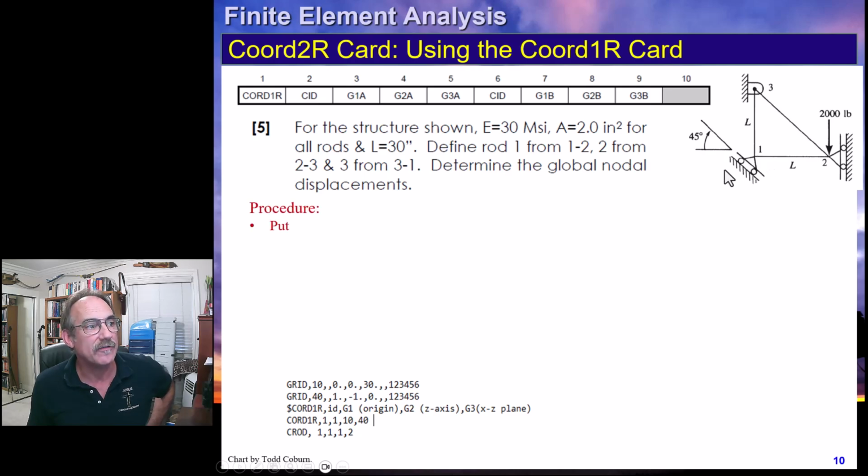So let's take a look at the full deck. Once again, we're going to use this CORD1R card. We put our first node at the origin. Now the origin of the global system is here at 1.